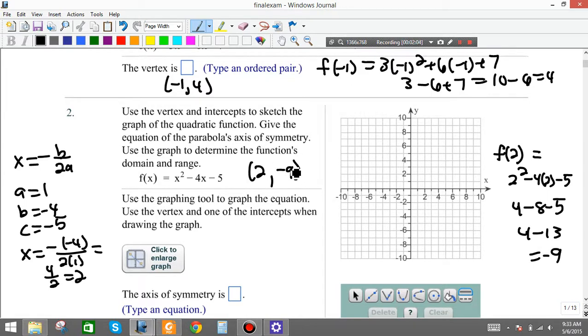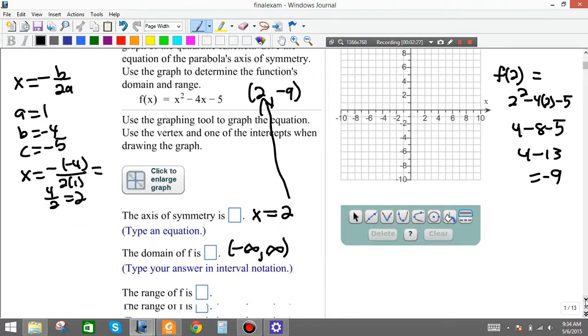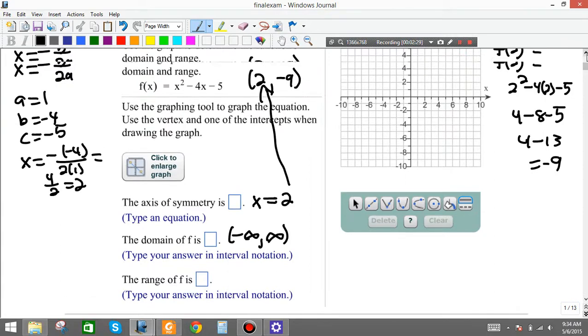And as I had just mentioned, you are not specifically asked for the vertex, but the vertex helps you answer the rest of these questions, and it helps you plot it because the axis of symmetry is x equals 2, and it is that 2. The domain of any quadratic function is minus infinity to infinity. That's always going to be the answer to that one, in interval notation. And now we need the range.